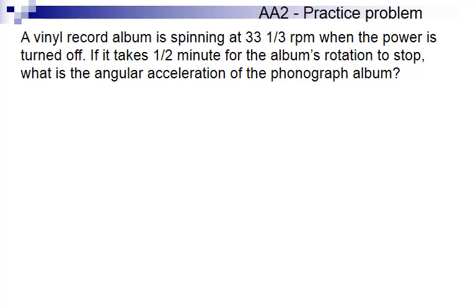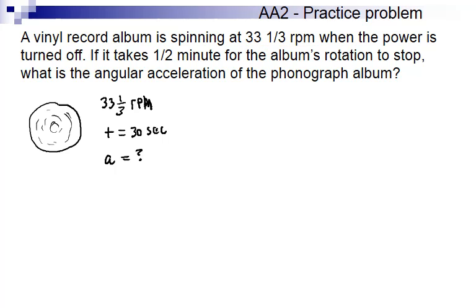So in this case, we're given something a little bit different. This is how many revolutions it makes every minute, which we're going to need to get into something we can use, radians per second. How many radians per second is it going? And so when we set that up, 33 1/3 revolutions per minute, and we've got our time, and we're trying to find the acceleration, right?